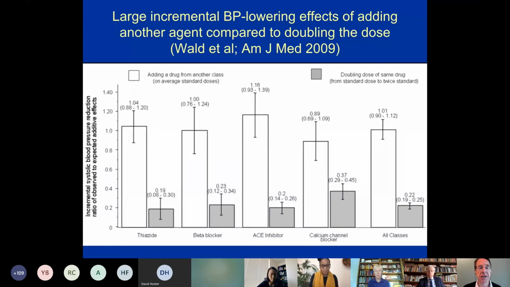And this just summarizes their data. The white bars show the effect of adding another drug. The black bars show the effect of doubling the dose of the same drug. One can see on the y-axis that the 1.0 indicates that you essentially get a pretty much additive effect, whereas doubling the dose is producing only about a 20% increase, irrespective of the agent used.